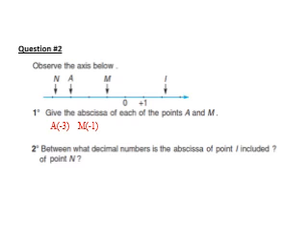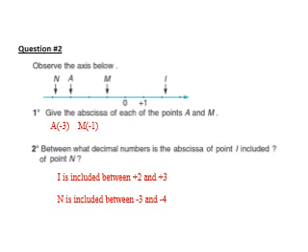Now they are asking us between what decimal numbers the point I and the point N are included. If you look at the point I, it's after plus 2, but it's still less than plus 3. So I is included between plus 2 and plus 3. And the point N, it's after A. So A has an abscissa of minus 3, so N is between minus 3 and minus 4.